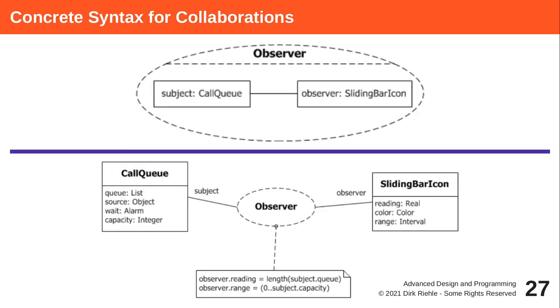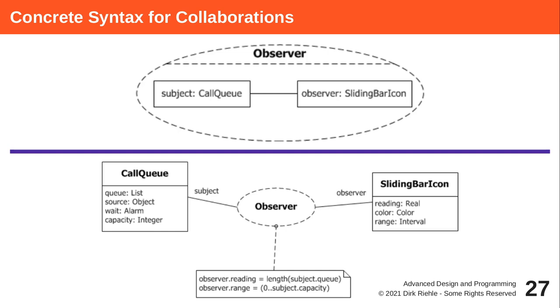Here again is the already introduced syntax of describing a collaboration, how it is in this case already bound to a particular set of classes, or how the role types or the roles in the collaboration are bound to the different classes. These two diagrams separated by the bar in the middle, they're really just depicting the same. Above, we can see the collaboration called Observer, so it's not a pattern, it's a collaboration called Observer, which has two roles, Subject and Observer, and they have already been bound to classes called Call Queue and Sliding Bar Icon.